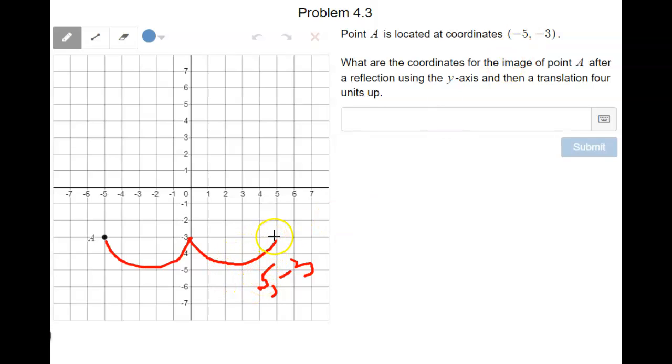So hopefully you remember that. And then 4 units up: 1, 2, 3, 4, and now I get 5, 1, and there we go. So keep that in mind. Now we go to the next problem.